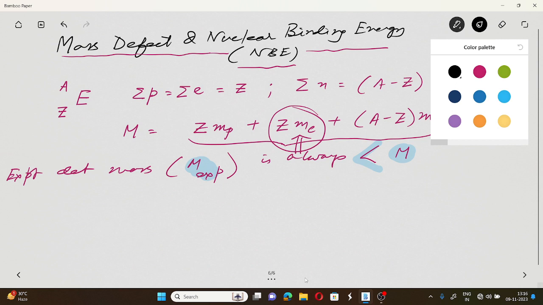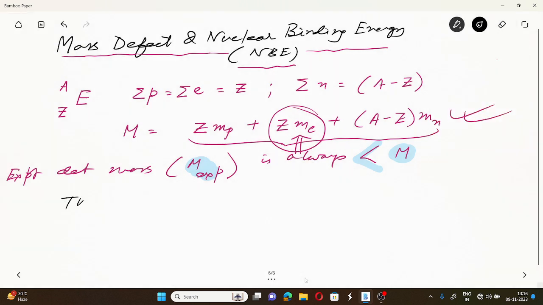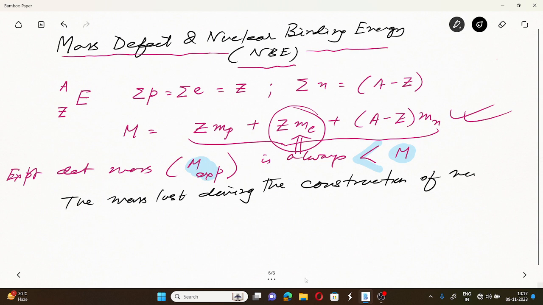আসলে মাস তো লস হতে পারে না। তখন বলছে the mass lost during the construction of nucleus is converted to energy. The mass lost during the construction of nucleus is converted to energy.